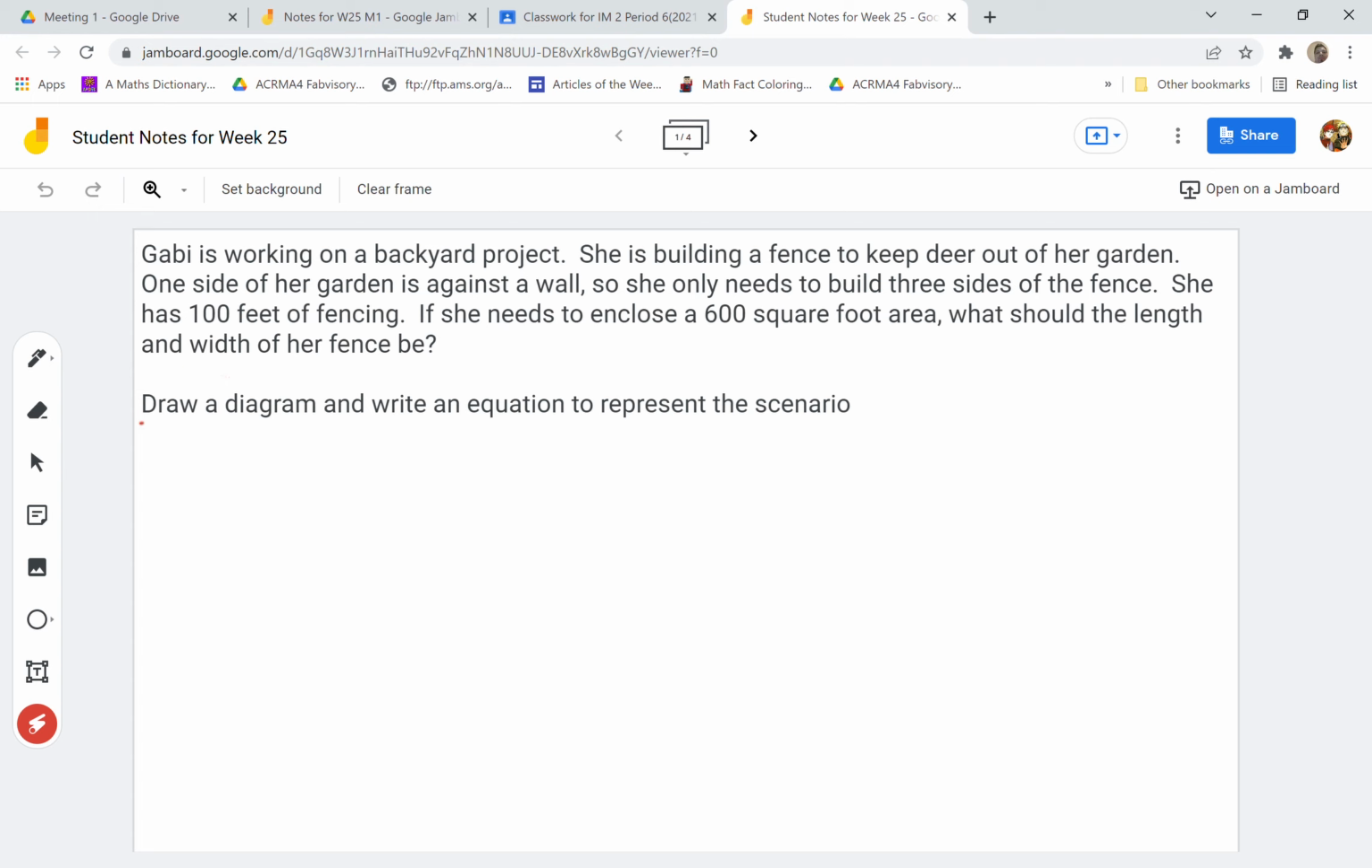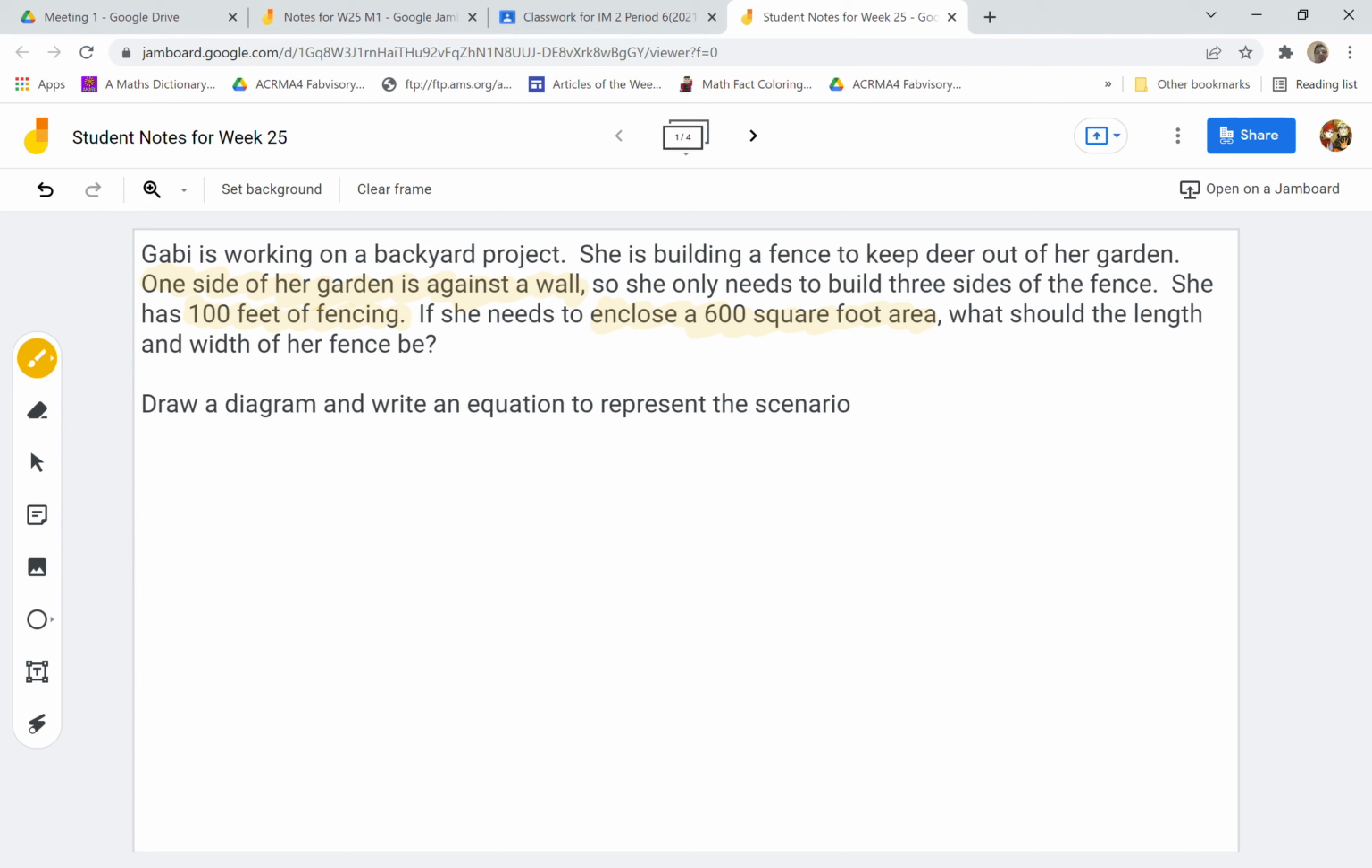Notice right here it states to draw a diagram, write an equation to represent the scenario. So a few key things that you want to note is that we have 100 feet of fencing. We need to enclose an area that has 600 square feet. Also, a key thing you want to remember is that one of the sides of this garden is against a wall.